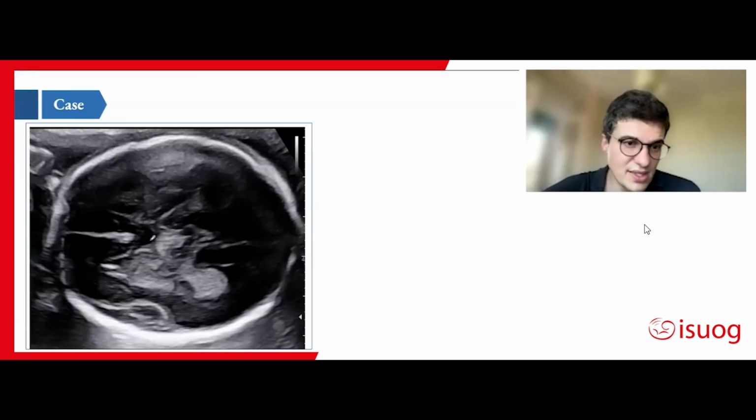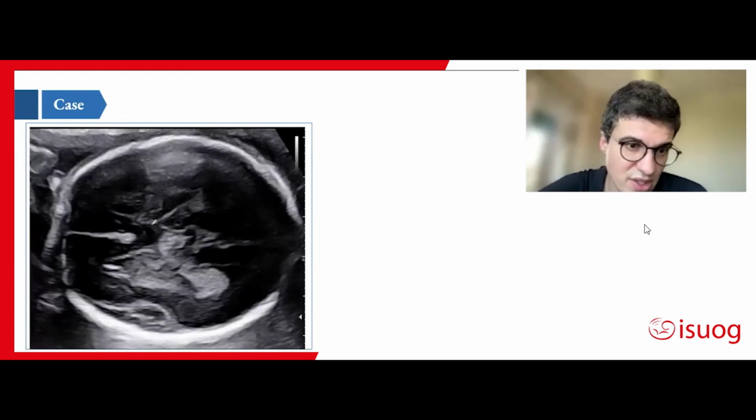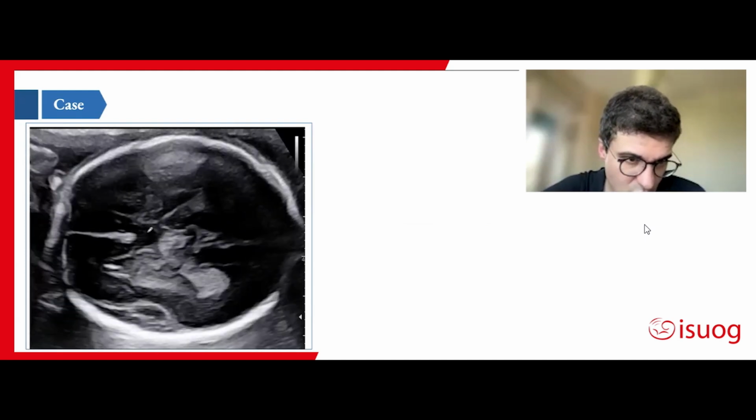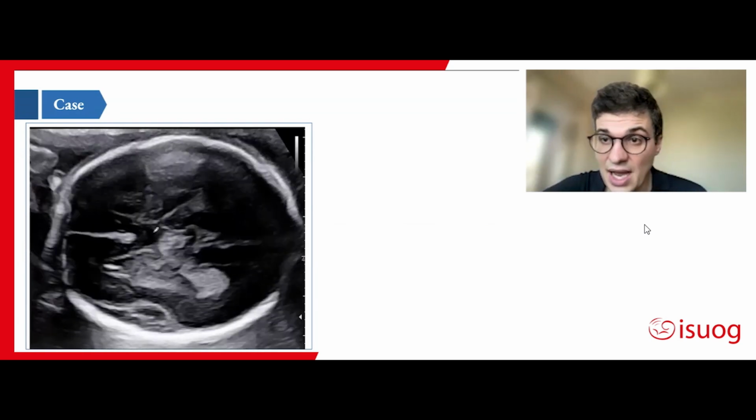So in this case, let's try to apply this algorithm we mentioned earlier. We have, of course, an axial view of the fetal brain. We can see the cavum septi pellucidi. So the cavum septi pellucidi is present. We can see the frontal lobes. The medial part of the frontal lobe is adjacent to the cavum septi pellucidi, and the cavum septi pellucidi itself is anechoic.